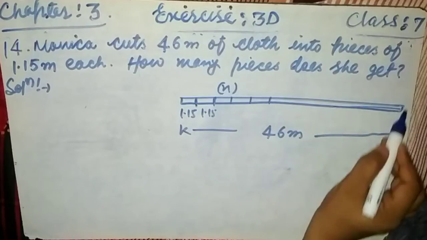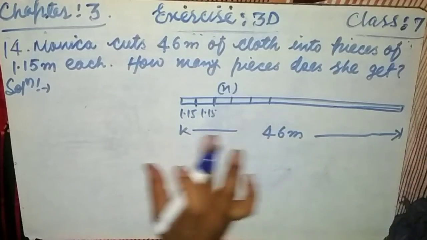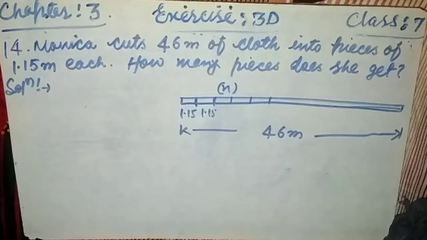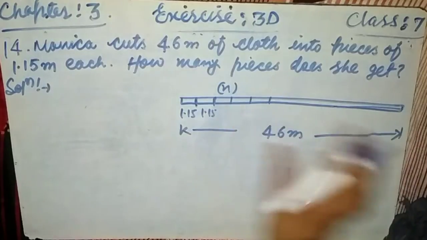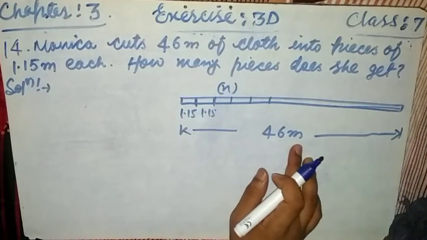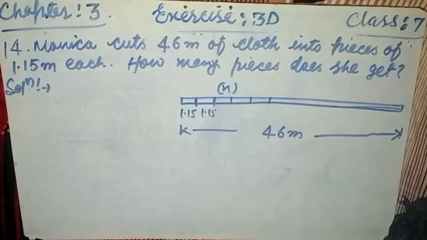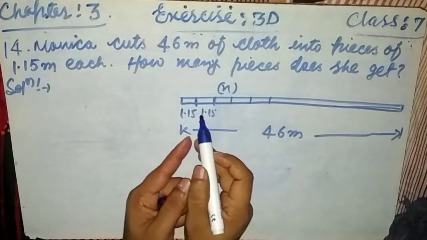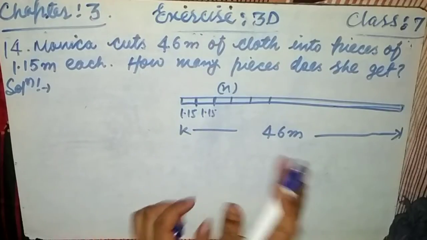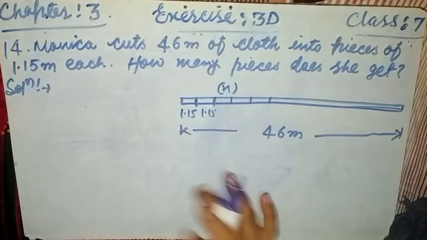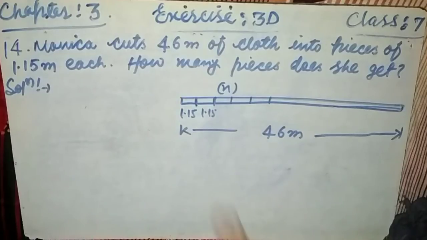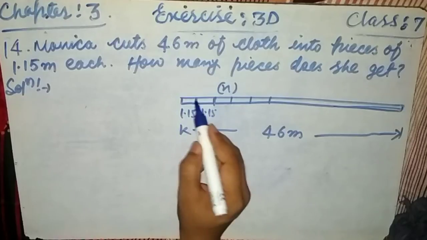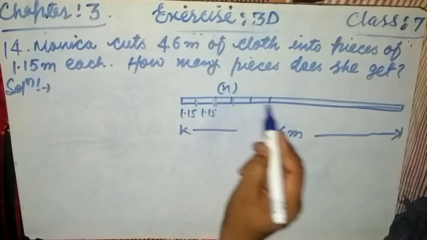Suppose this is the rectangular shape of the cloth and the length of this cloth is 46 meter and the breadth is constant. Okay, suppose the length is 46 meter total. Now we are going to make pieces of this cloth, but we have to find how many pieces she gets. Each piece is 1.15. Suppose this is the 1 piece, this is the 2 piece, 3 piece, 4 piece, 5 piece, and so on.